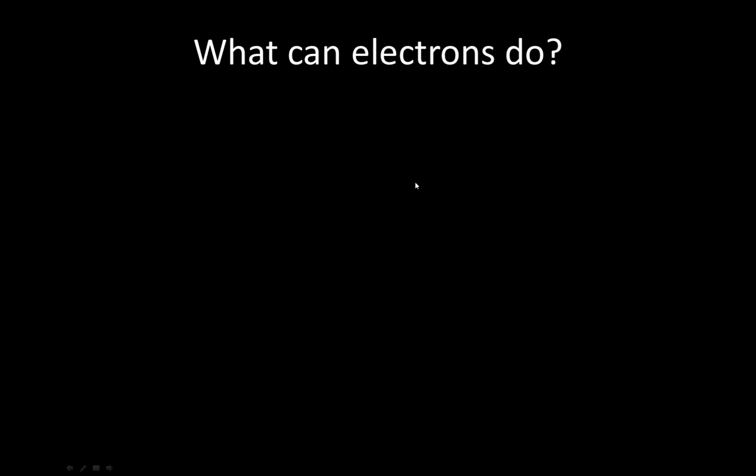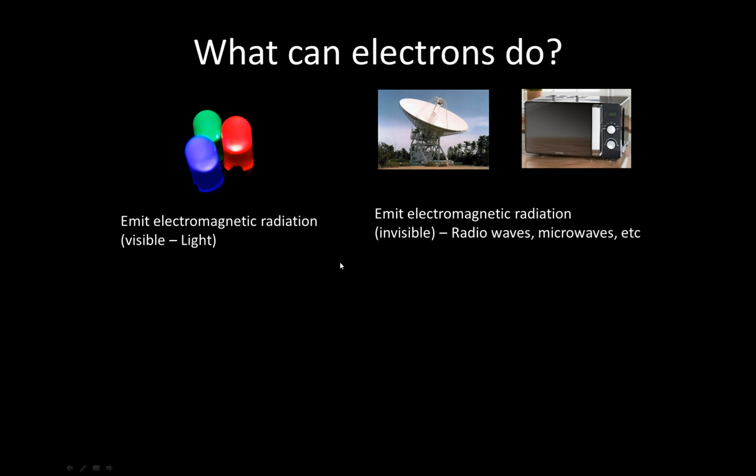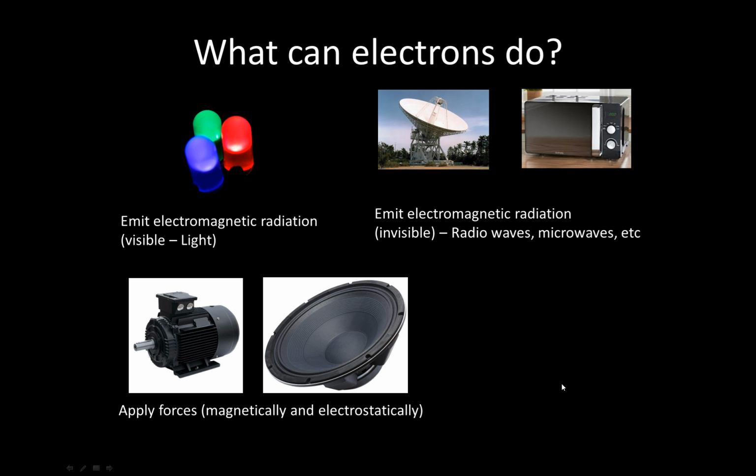So what can electrons do? Well, they can emit electromagnetic radiation, most commonly in the form of visible light. So here we've got some LEDs, but also in all sorts of different display technologies, LCD monitors and so on and so forth. They can also emit invisible forms of electromagnetic radiation, such as radio waves, Wi-Fi signals, 3G, TV broadcasts, that kind of thing, or microwaves for the purpose solely to heat something up.